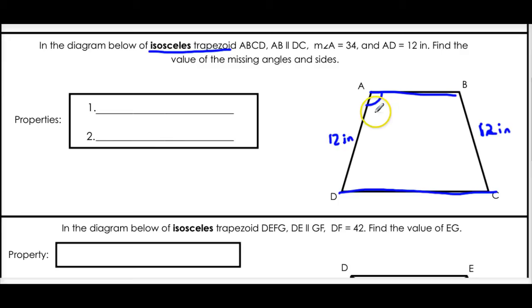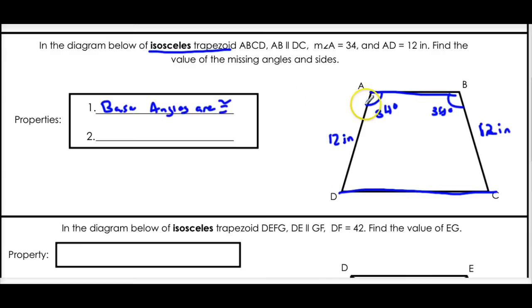Now this is the interesting part. We know angle A is 34 degrees, and we want to find all the rest of the angles. How do we do that? Well, one, we know the base angles are congruent. So if this is 34, this is also 34 degrees. So the first thing we know is base angles are congruent.